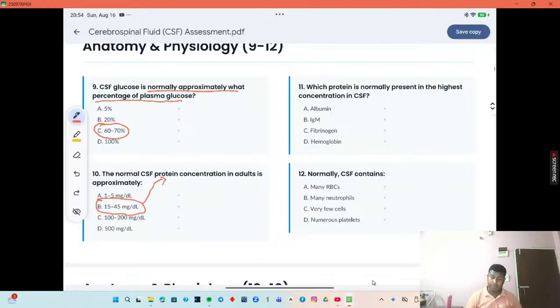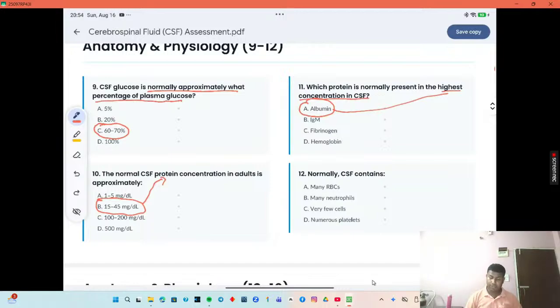So now I will move to the next question, question number 11. The question is, which protein is normally present in the highest concentration in CSF? The right answer of this question will be albumin. Albumin is a type of protein which is present in the highest concentration in the CSF.